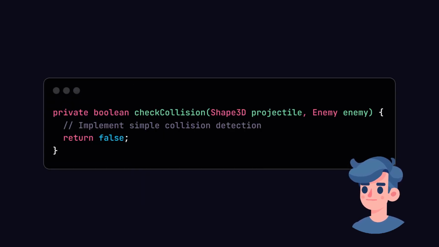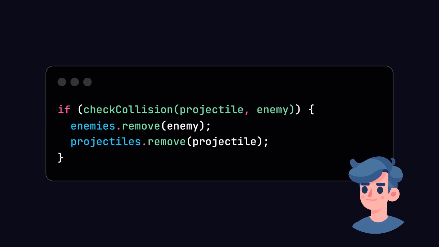We want to detect collisions between the player's projectiles and the enemies. We'll implement a simple AABB, axis-aligned bounding box, collision detection method for this. Whenever a collision is detected, we should remove the enemy and the projectile from the scene. Update your game loop such that it checks for collisions.